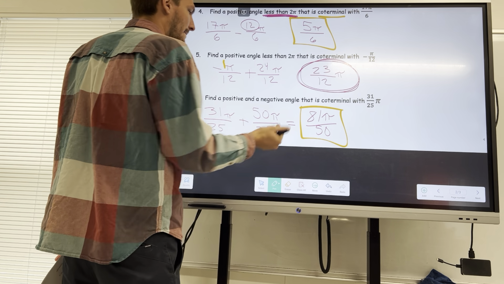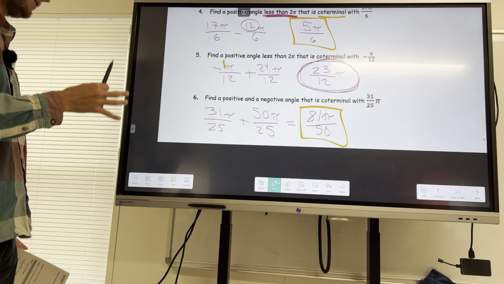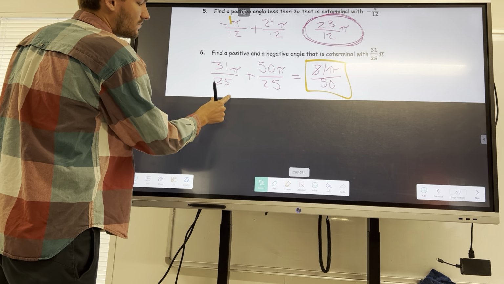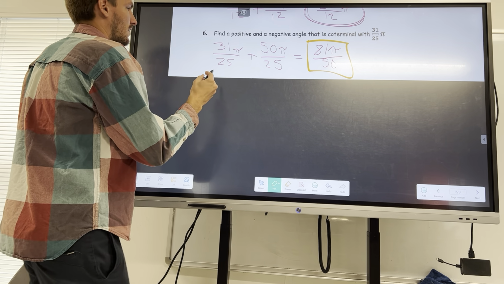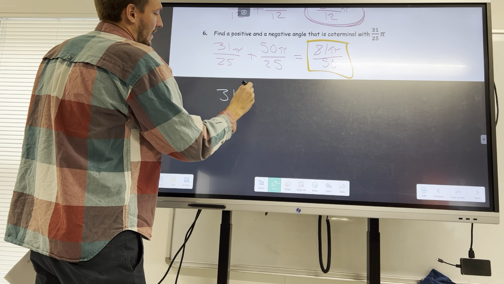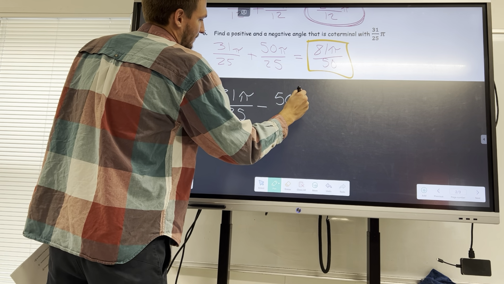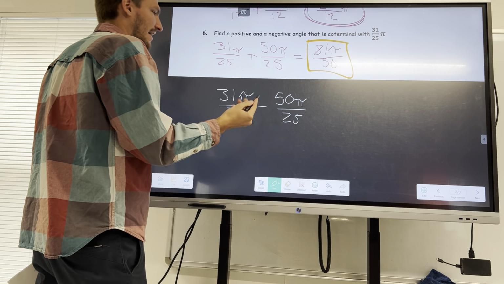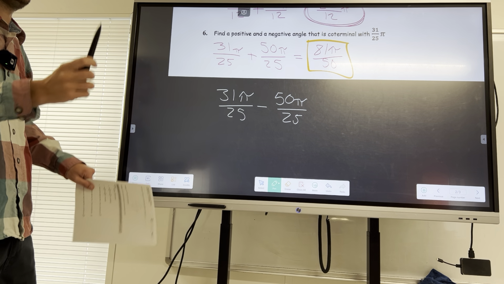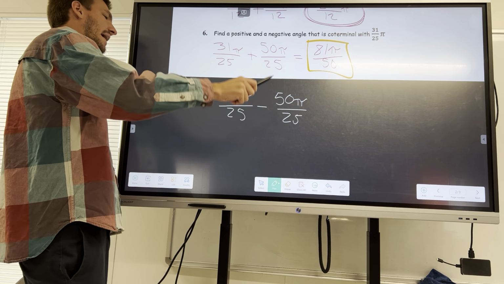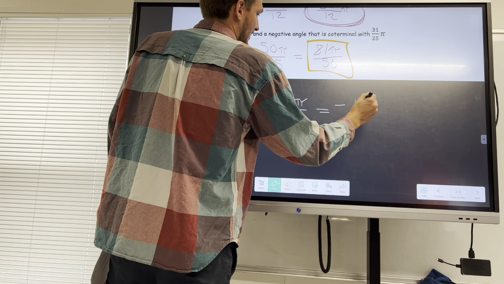There is a positive coterminal angle, and let's do the same thing, but with a negative. 31 pi over 25 minus 50 pi over 25. Again, I'm not really worried about the pi's. They're kind of like x's. They hang around, but we don't really mess with them. 31 minus 50 is going to be 19.